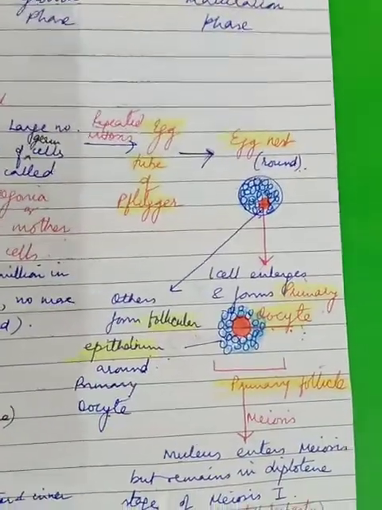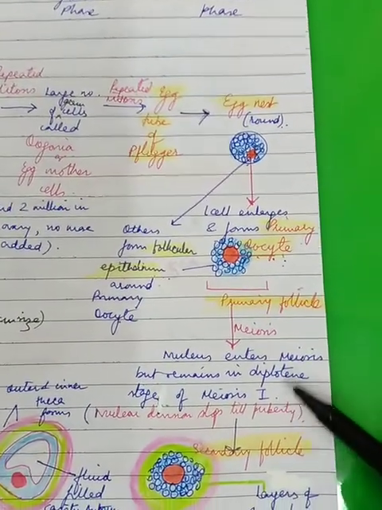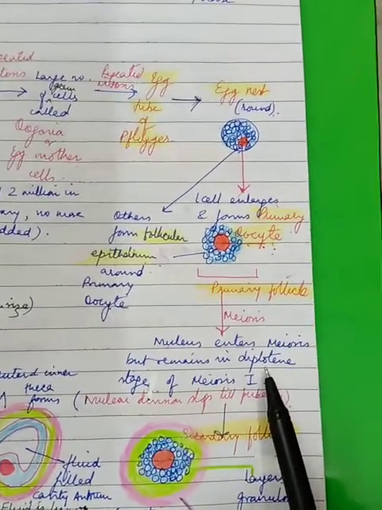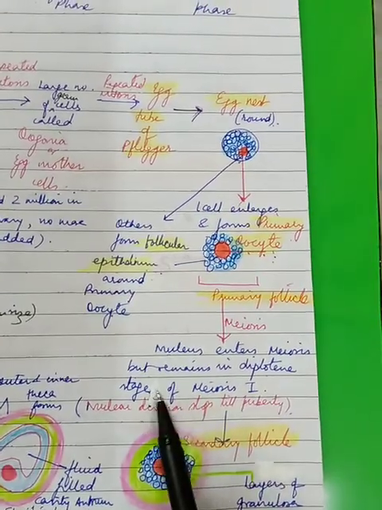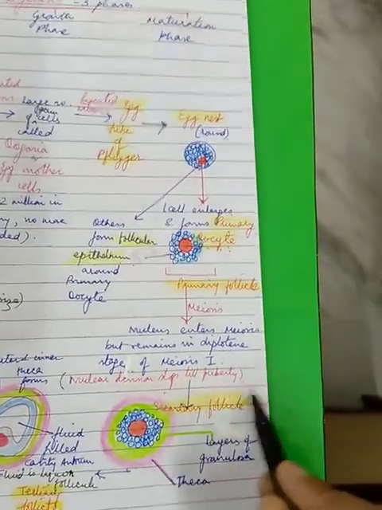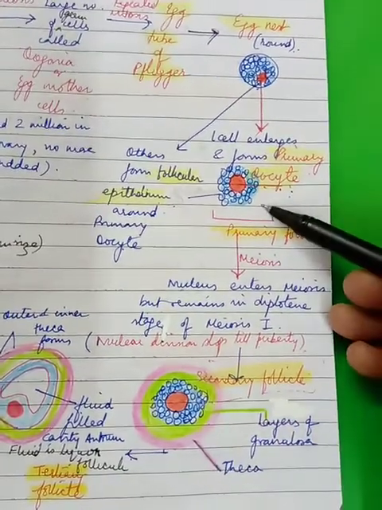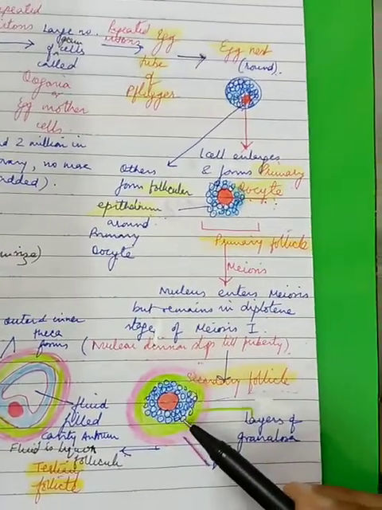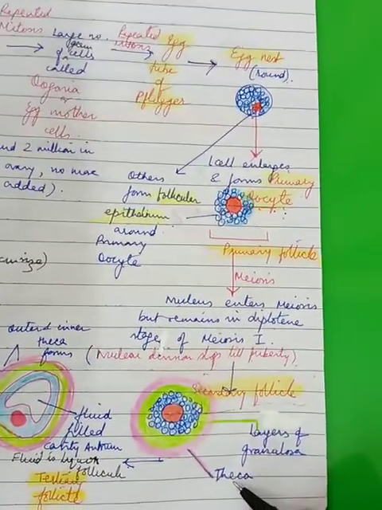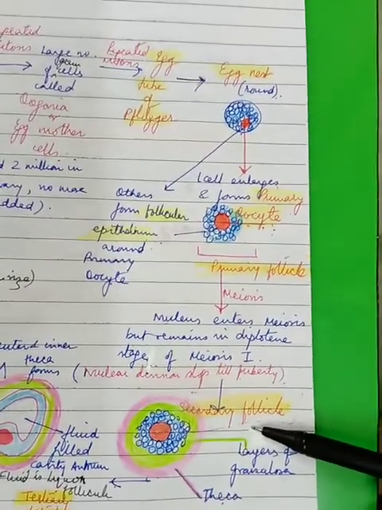Alright, so the second change here would be after primary follicle, you can see the nucleus undergoes meiosis and enters the diplotene stage of the prophase, and it remains there till puberty. Alright, and now it forms with two extra layers. Till now we already had the red and blue color. But what is going to form is this green colored structure or layers of granulosa and a final layer around called theca.